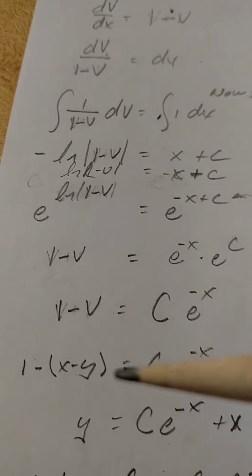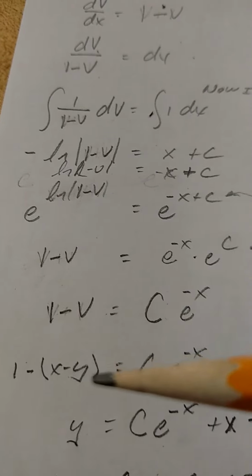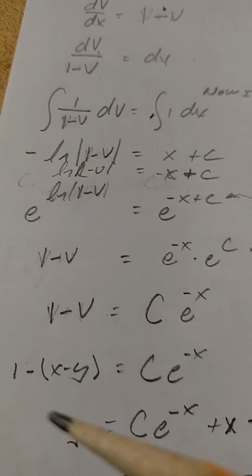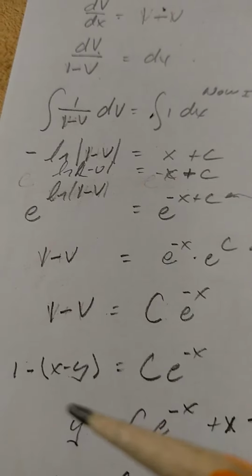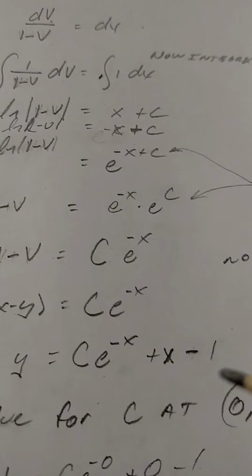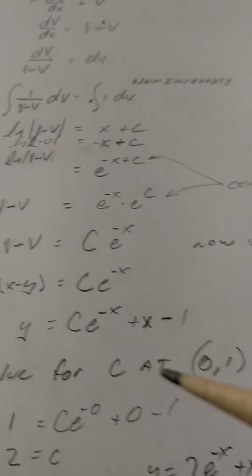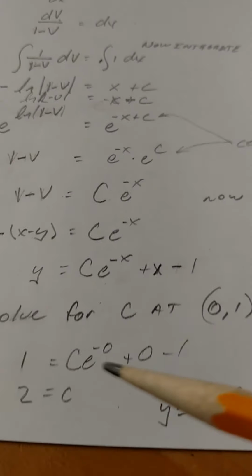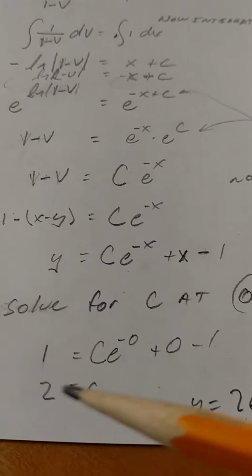And now I substitute x minus y back in for v, and I solve for y. So I go ahead and add x to both sides and subtract 1. That gives me y equals 1 minus c e to the negative x plus x minus 1. Now solve for c at the point (0, 1). This is that Euler's method where we started at the point (0, 1). So I stick that in there and I find out c is equal to 2.